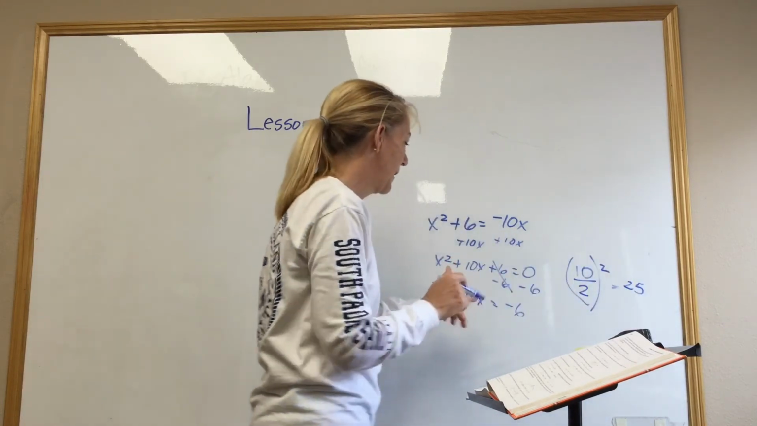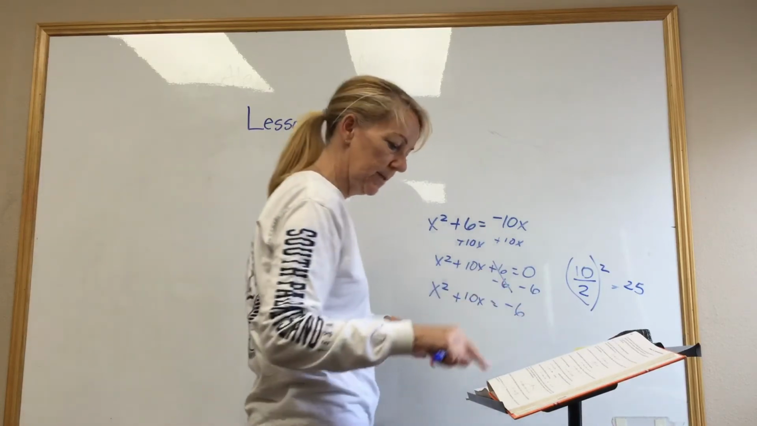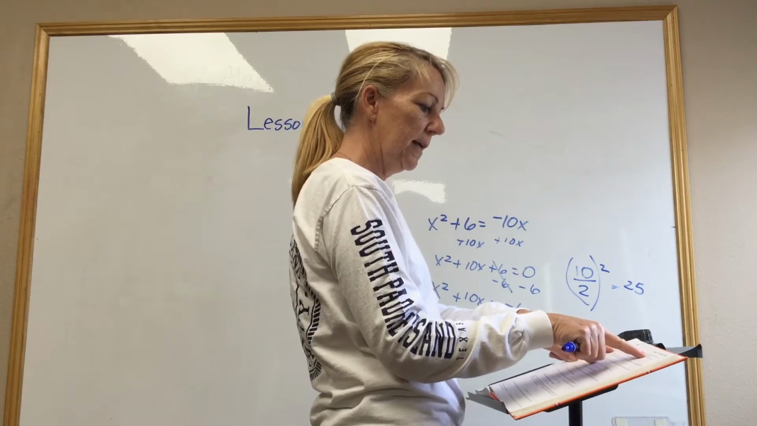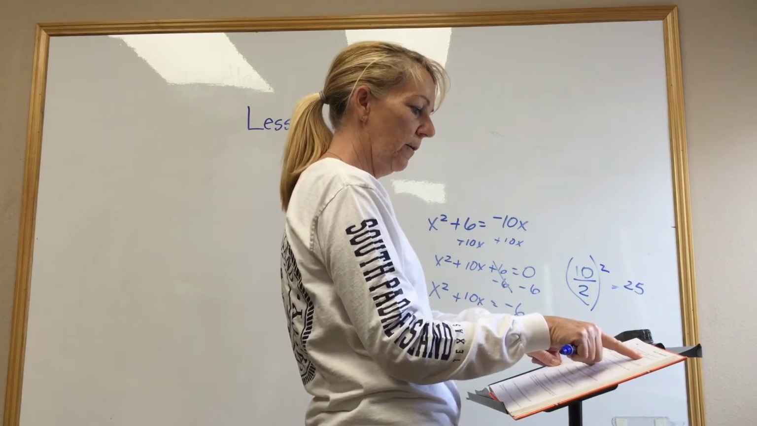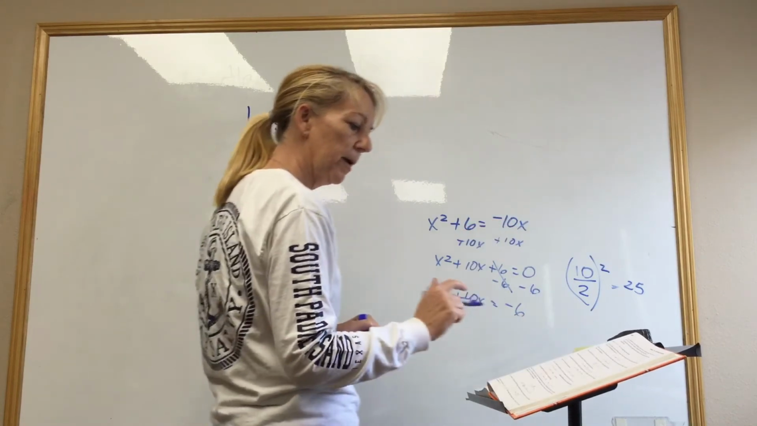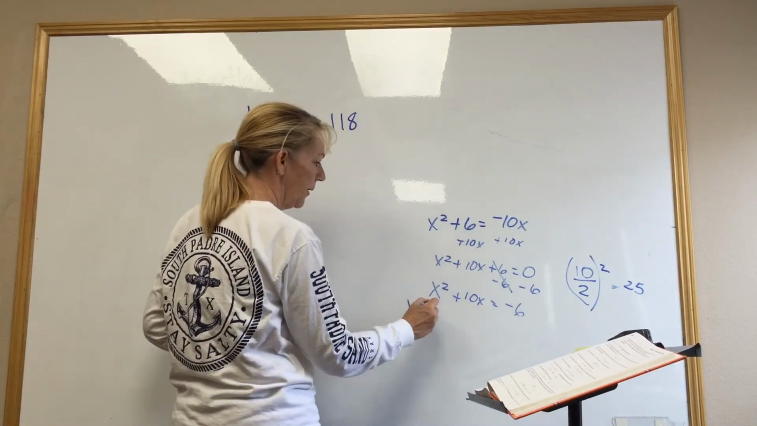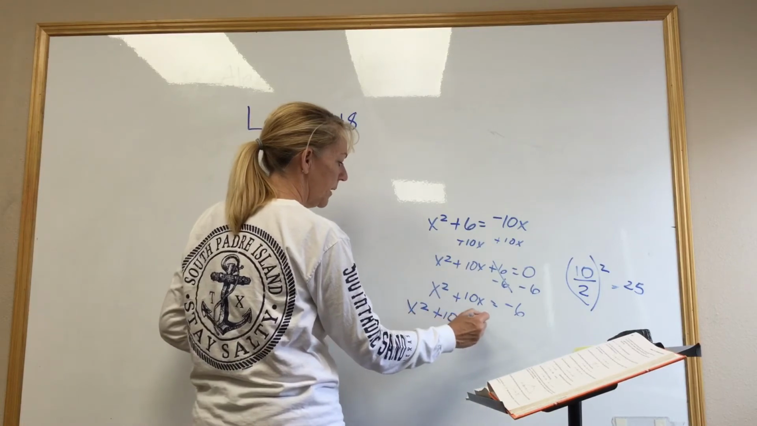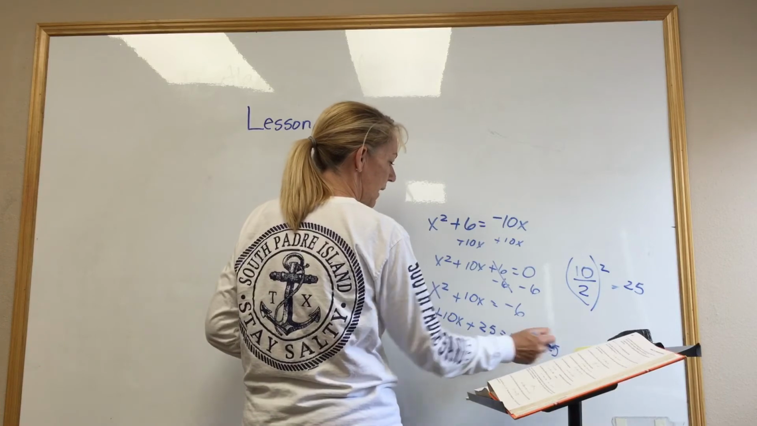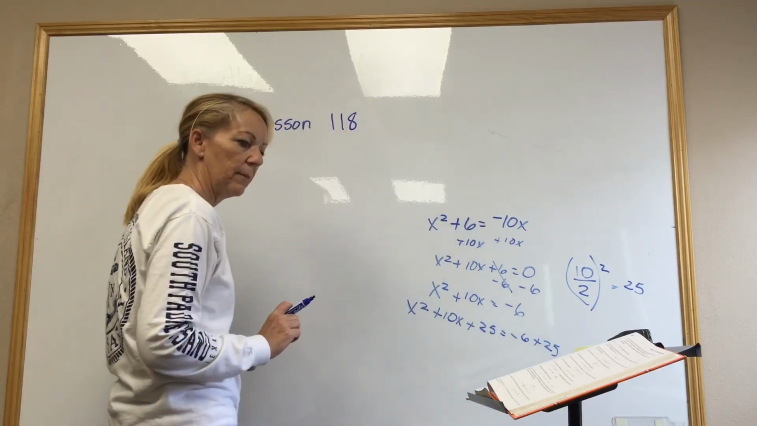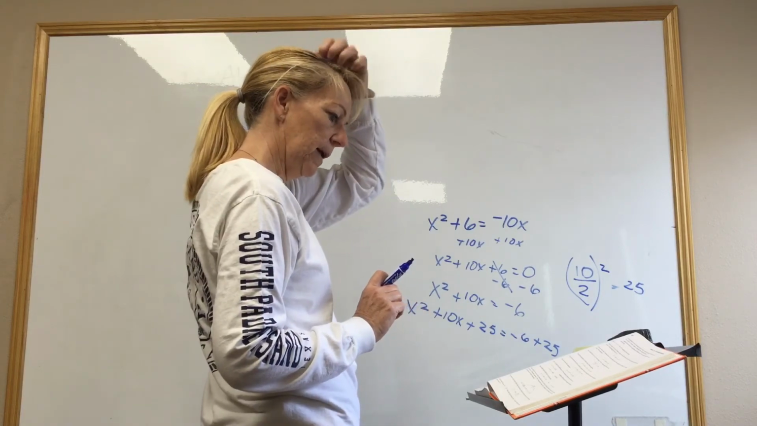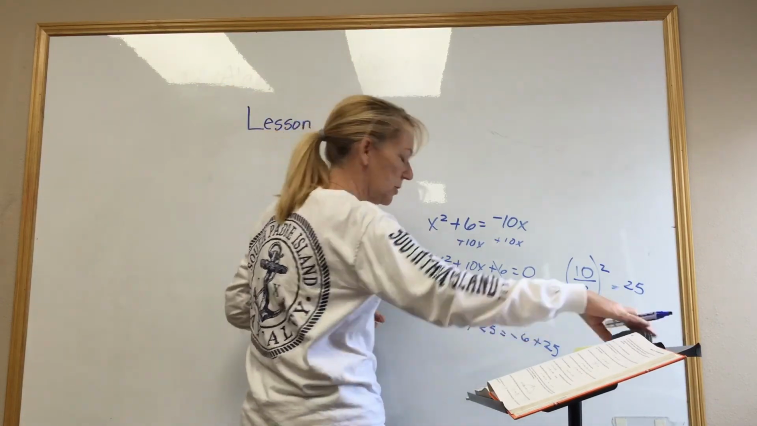So we add that to both sides of the equation, is what it says in number 4, at the top of page 497. The trinomial on the left side is now a perfect square. All right? And so we want to simplify the right side. So I'm going to rewrite my equation. X squared plus 10x plus 25 equals negative 6 plus 25. Whatever you do to this side, you have to do to this side. Does that make sense? So now I have it rewritten, and that's going to be 19.